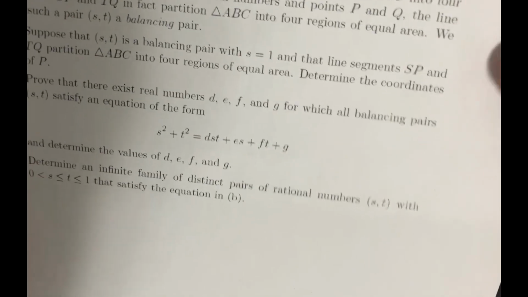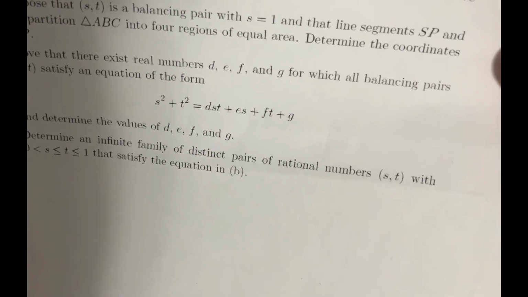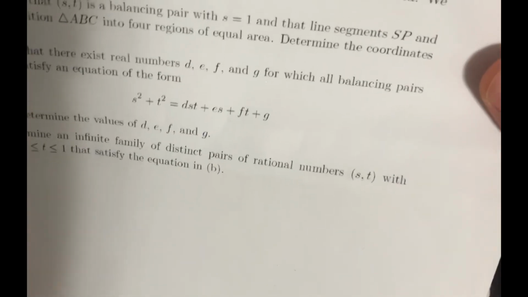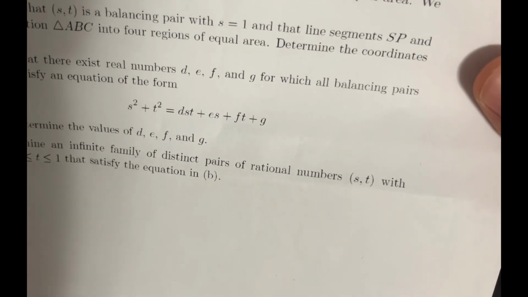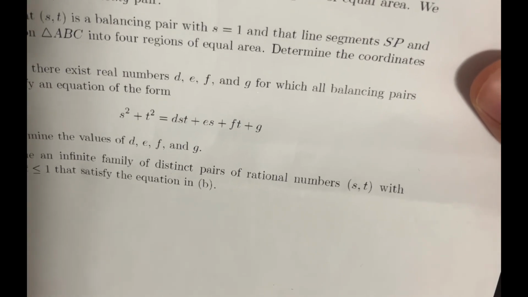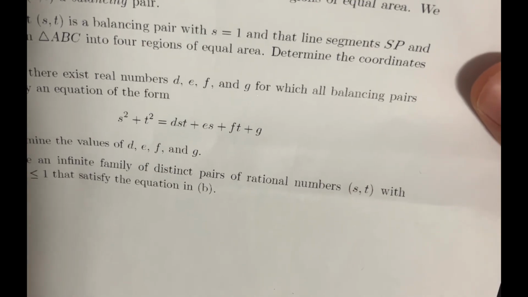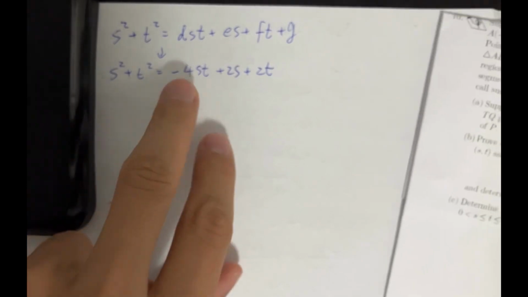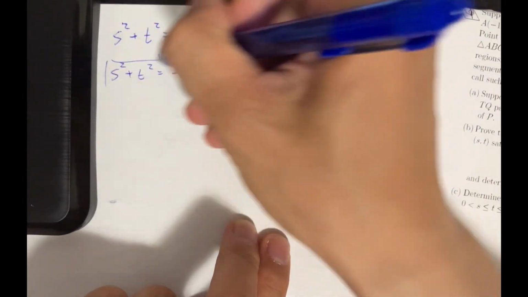Hello. Now, the very last subproblem. Determine an infinite family of distinct pairs of rational numbers s and t with this range, with this restriction about range, that satisfy the equation in B. The equation in B is already found. It basically is this, right?